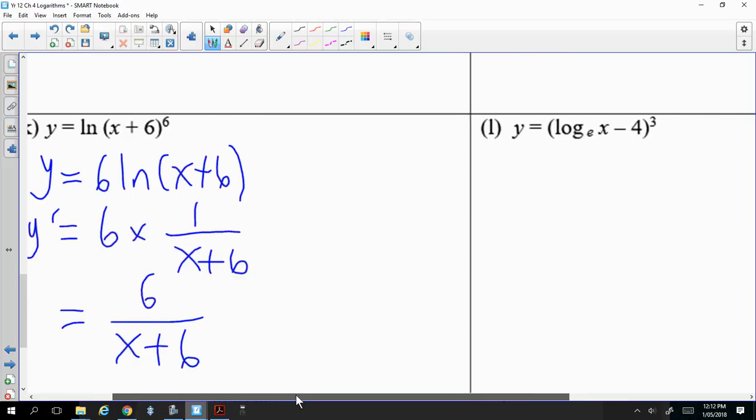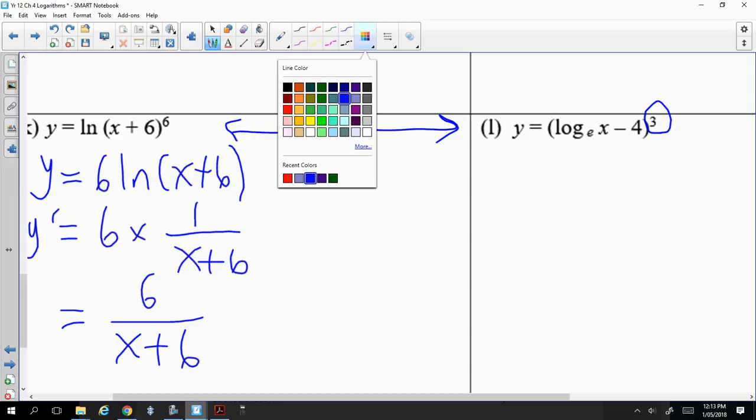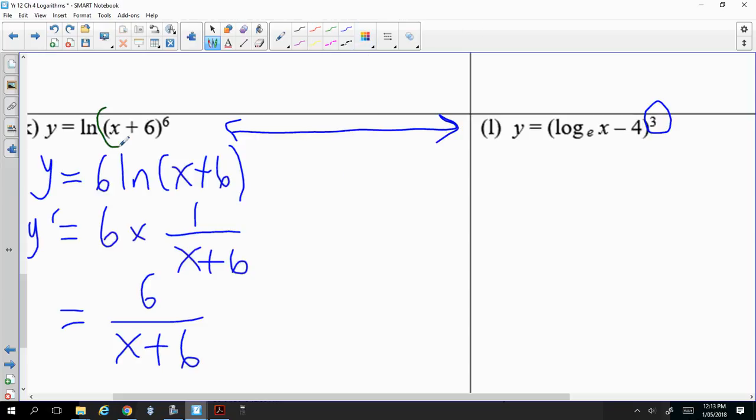it's cubing the whole log. So you can't just bring the 3 down. So instead, you have to differentiate straight away using the chain rule. See the difference between them? Very different. This is the power. When the power is inside the log, you can bring it down. But when it's outside the log, you can't use the log law. You have to use the chain rule.